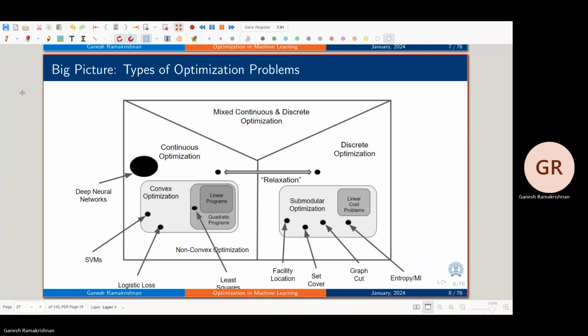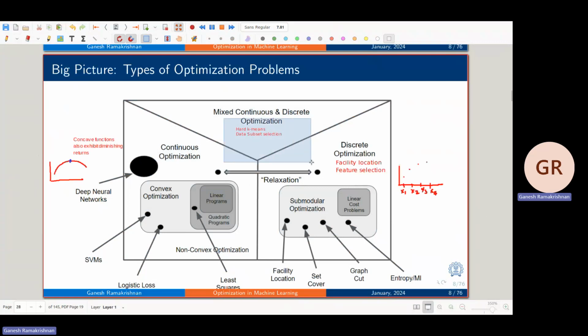So this is the space we have seen so far. Continuous optimization, some problems. Discrete optimization, some problems. Some we saw in the mixed continuous and discrete optimization space, right? Like hard k-means, data subset selection is mixed continuous and discrete optimization. Data subset selection is clearly mixed because of the parameter learning, the bi-level optimization, right? The inner optimization problem is continuous optimization. The outer optimization problem is discrete.